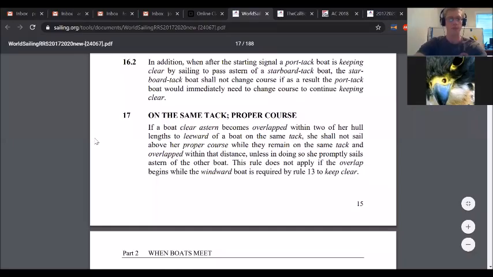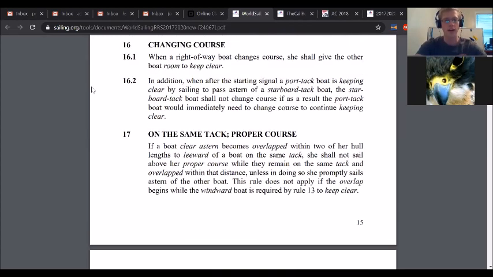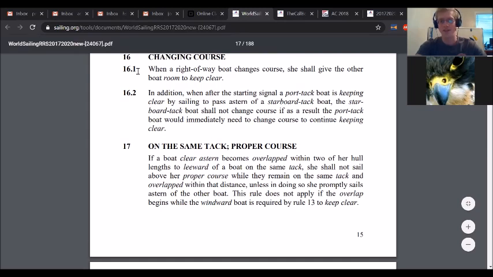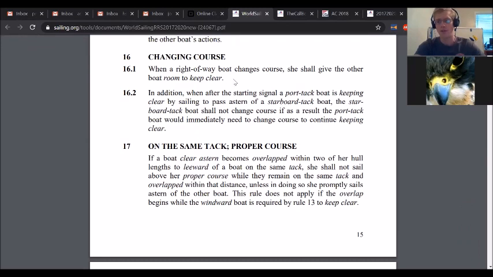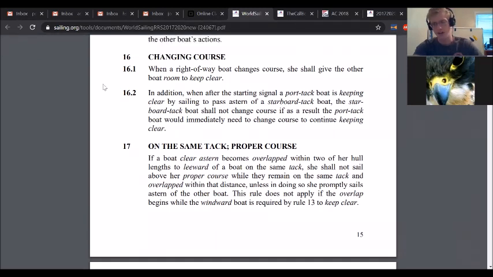All right, so a couple things here. One, just to start off, what's 17 here for? What does it exist for? If we remember Rule 16, we haven't done a whole hour on it before, and I don't think we need to. It basically says if a right-of-way boat changes course, you have to give the other boat, the give-way boat, room to keep clear, right? So 16 is saying how fast you can change your course when you're the right-of-way boat. 17 is saying how much you can change your course when you're the right-of-way boat.